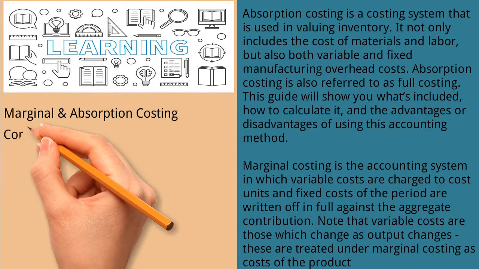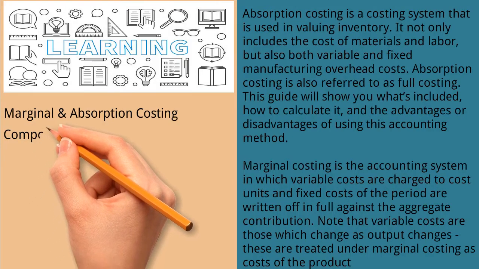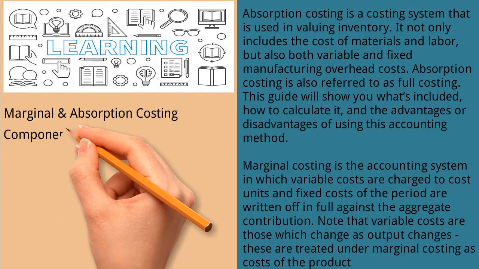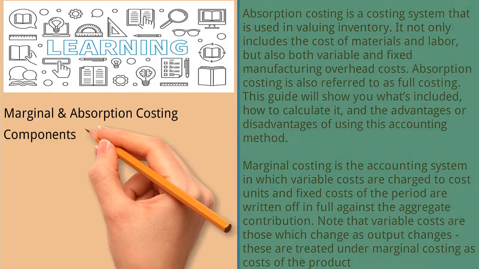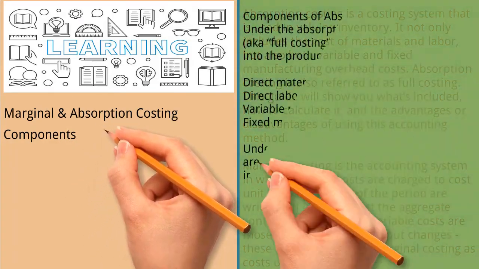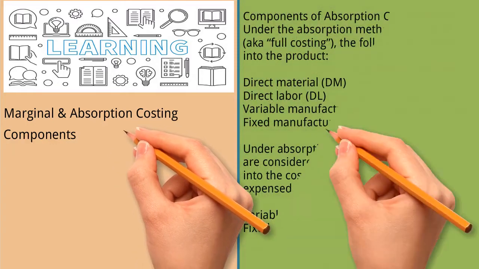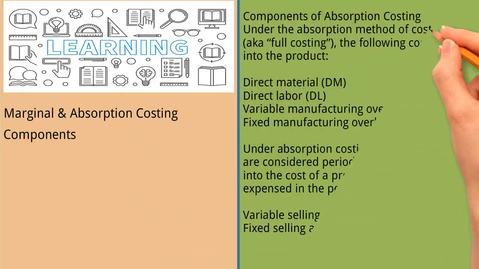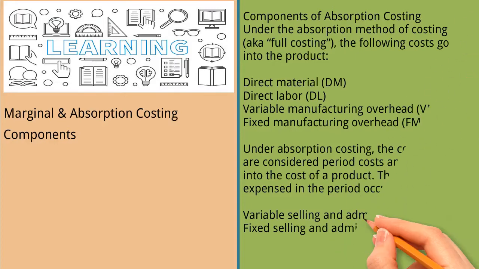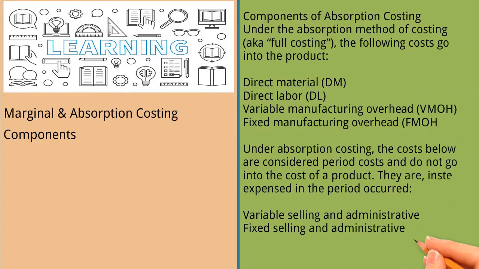So when we're looking at the different components of absorption costing, these include direct materials, direct labor, variable manufacturing overheads, fixed manufacturing overheads, and under absorption costing, the costs below are considered period costs and do not go into the cost of the product. So we're talking about the variable selling and administration and the fixed selling and administration. But in variable marginal costing, the fixed manufacturing overheads, the variable selling and administration, and the fixed selling and administration go into the period costs.